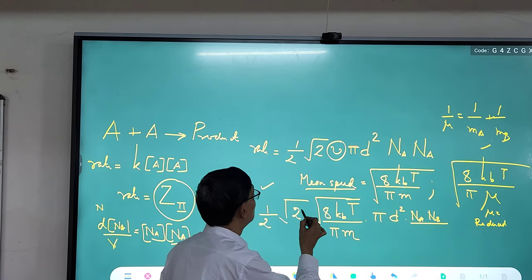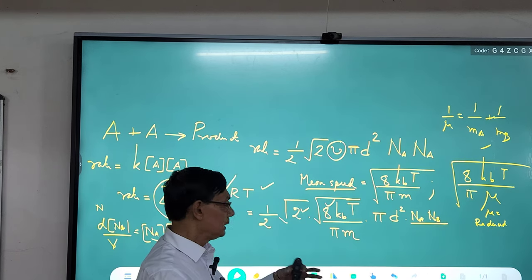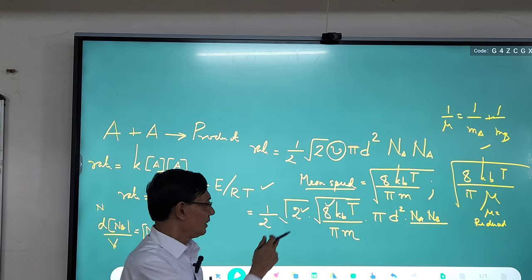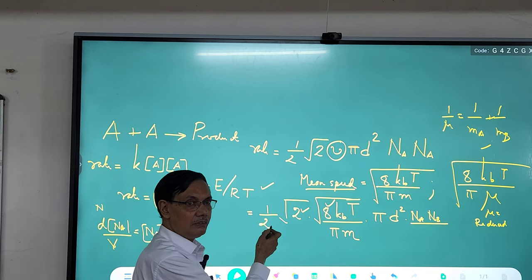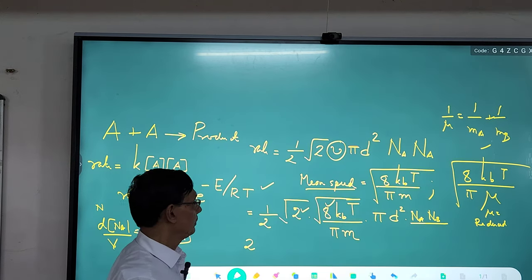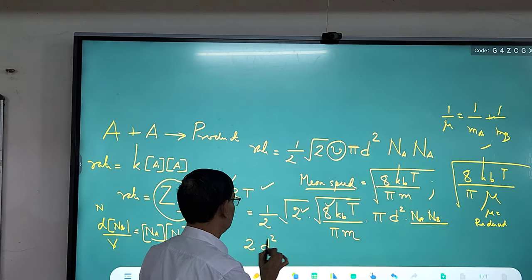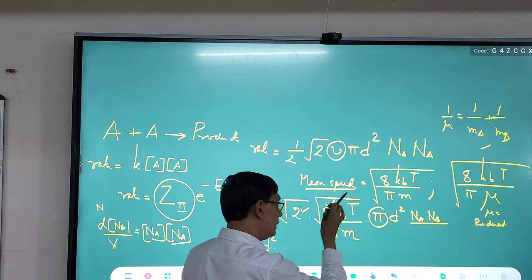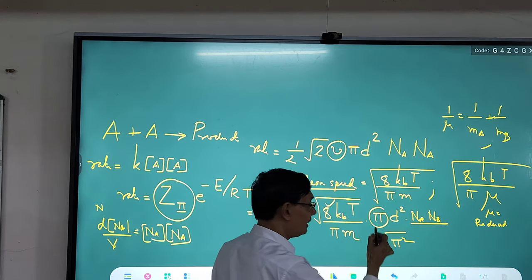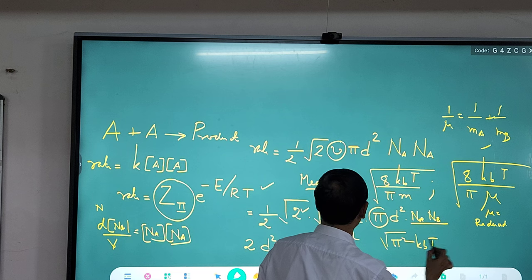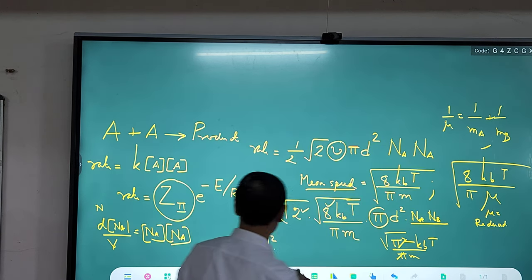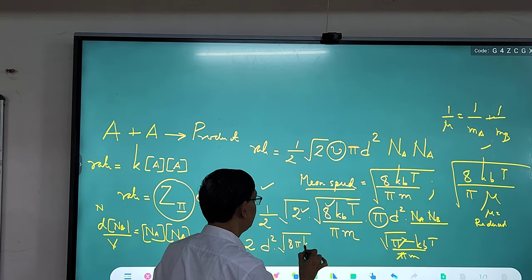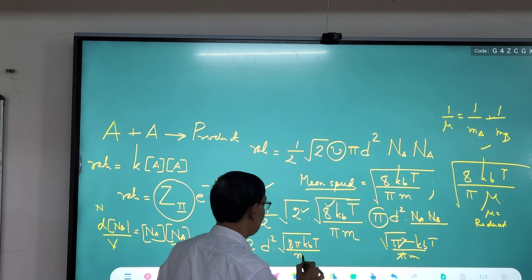So just imagine. 2 under root, 8 under root, 16, 2 into 8, 16, 16, 4, 4, 8 into 2, 16, 16 under root, 4 divided by half, very good, 2 d square. Now, this is pi, this is pi. If I want to include it in this, it will be pi square. I can write like that. Pi square kBT by pi m, this pi pi cancels, pi square 8 pi kBT divided by m. Any doubt?